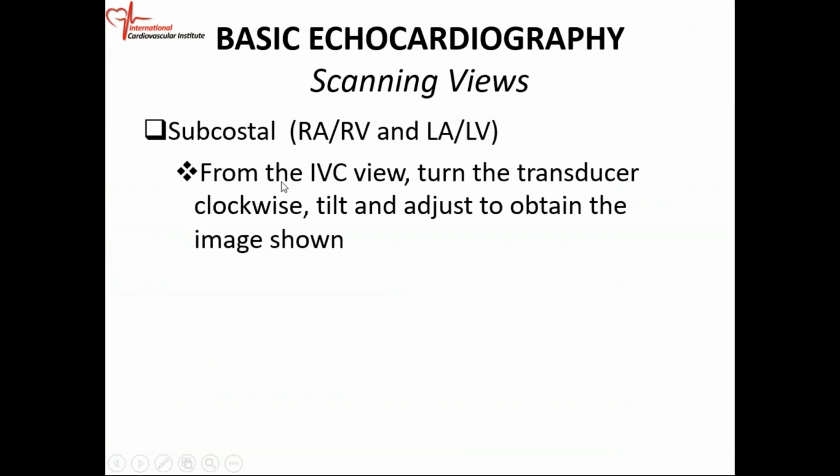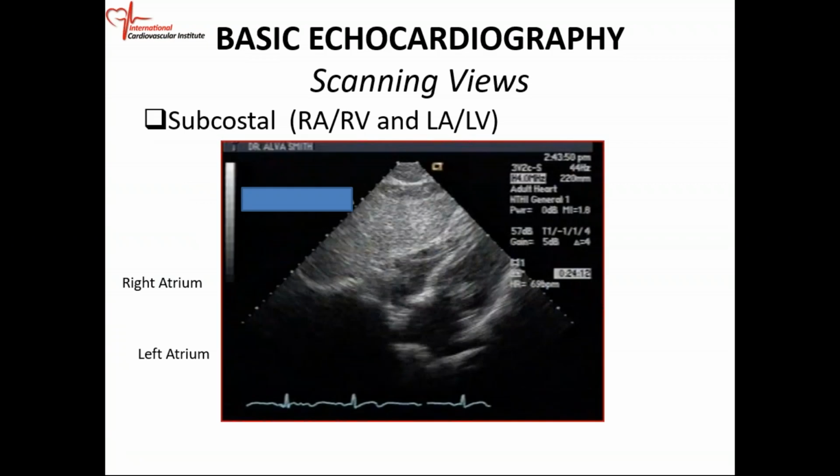Now, from the IVC view, remember the marker was pointing towards the head. If you turn the transducer clockwise now and tilt it and adjust it, you get this image. So you can see this image is very important because you can see the right atrium up here, the right ventricle down there. You can also see the interventricular septum and the atrial septum. So this is a very important view if you're looking for septal defects. Okay, if you're looking for pericardial effusion. Okay, so it's a very important view.